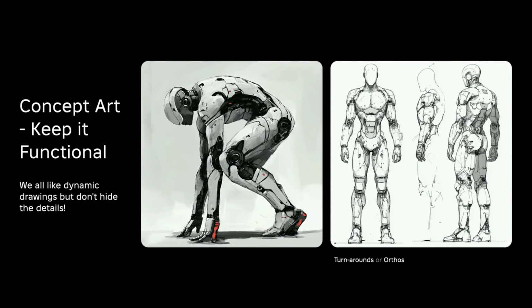The other thing to keep in mind is when you're doing concept art for characters, be kind to the modeler. Don't hide the details. We all love to see characters in dynamic poses. But with this pose here on the left, if I was a modeler, I wouldn't know what to build in the guy's chest. So the one on the right is better. Essentially, we typically call these turnarounds or orthos. They are front, side, back, straight pose. Be kind to the modeler.